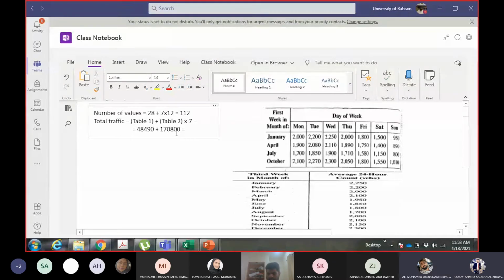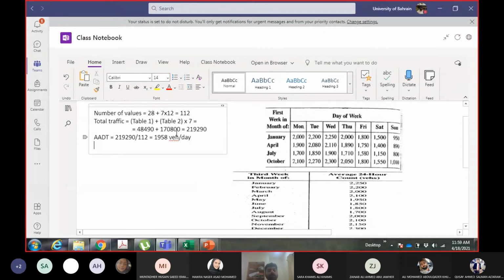290. 92. 90. Okay. Then we can calculate ADT then. So it will be 219,290 divided by 112 days. Good. 1958. 1958 vehicles per day. Okay, this is now vehicles per day.